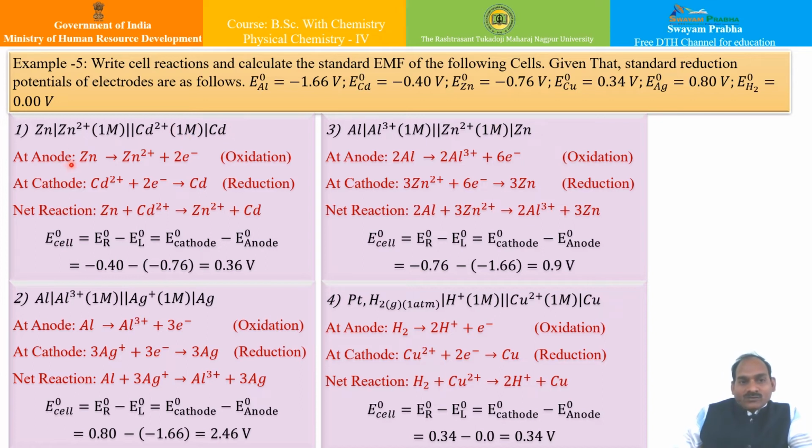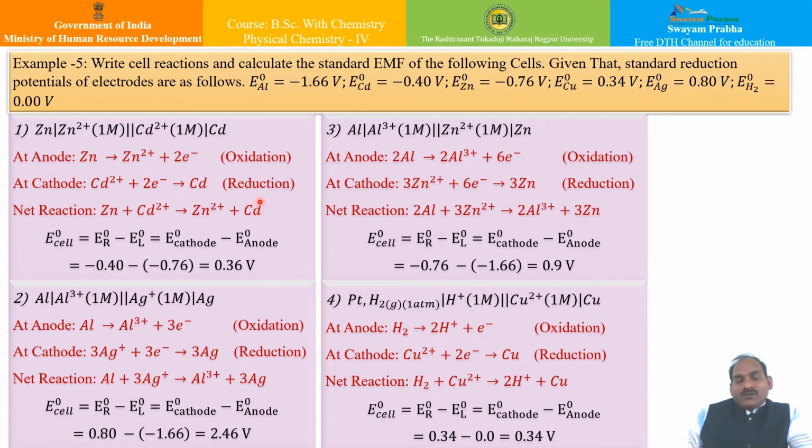Now the left hand side is the anode and the right hand side is the cathode. At the anode, zinc releases 2 electrons and zinc ions go into the solution, so oxidation takes place at this electrode. At the cathode, these 2 electrons are absorbed by the cadmium ions from the solution, and cadmium is deposited at the right hand side electrode. So the net reaction is zinc releasing electrons, which are absorbed by the cadmium ions; zinc ions are released into solution, and cadmium metal is deposited on the right hand side electrode.